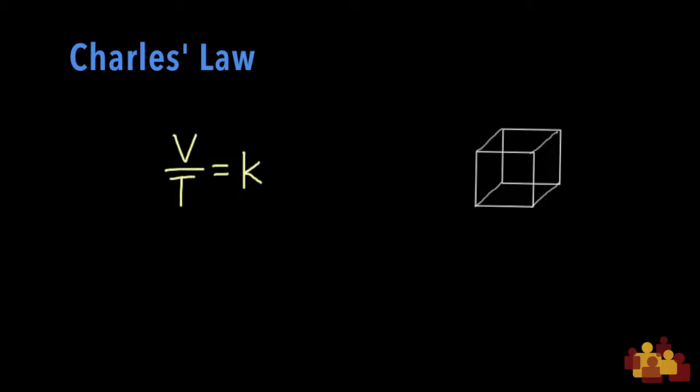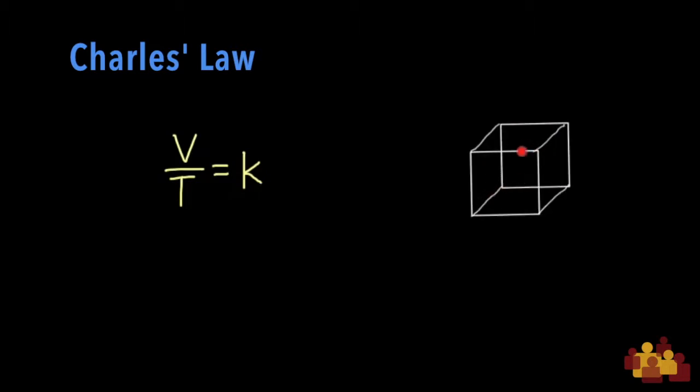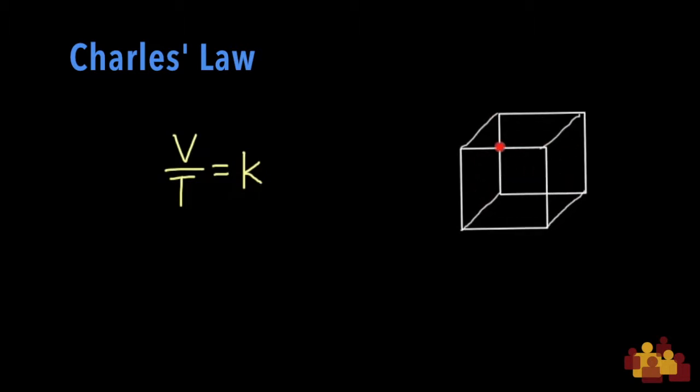Alright, so Charles's law gives us the relationship between volume and temperature if pressure and amount are held constant. Think of it this way. As the temperature of a gas increases, the gas molecules will begin to move around more quickly and hit the walls of their container with more force. Thus, the volume will increase.